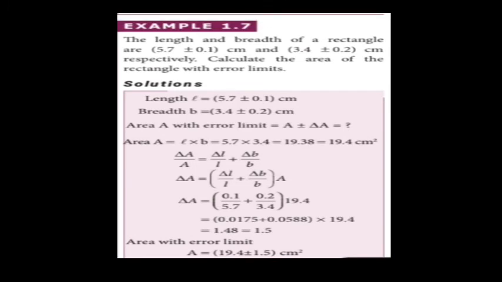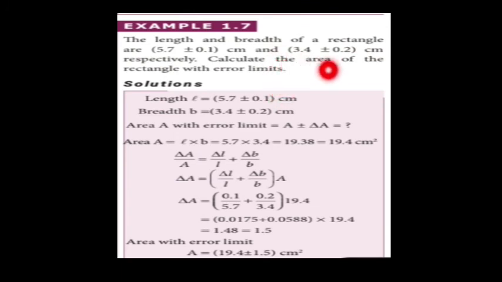See the screen, example number 1.7. The length and breadth of the rectangle are 5.7 plus or minus 0.1 centimeter, that is the length, and 3.4 plus or minus 0.2 centimeter is the breadth of the rectangle. It's an L value and a B value. This L value is a measured value, this B value is a measured value.